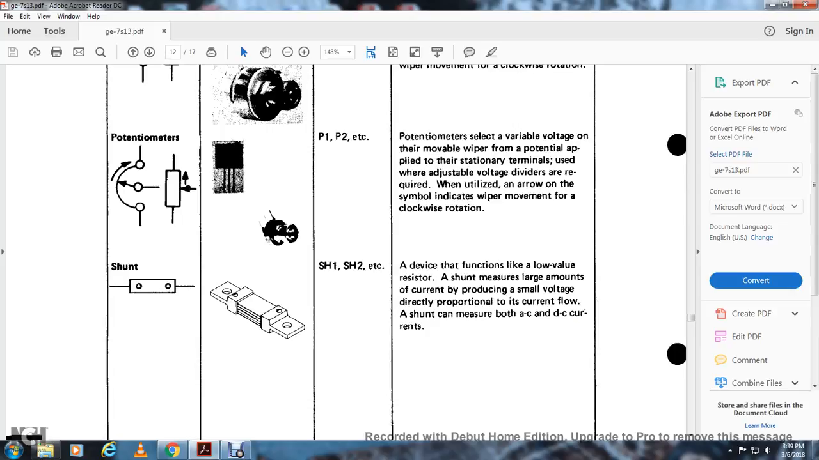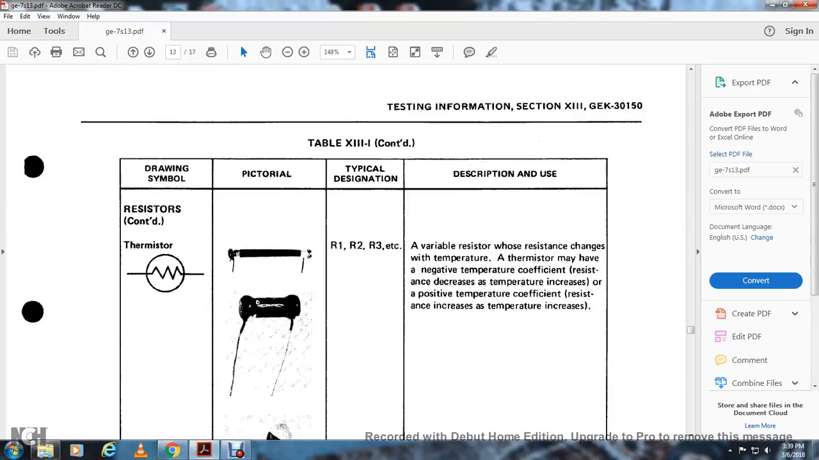Alright, your shunt is a square with two circles in it. Shunt 1 and shunt 2, etc. The device functions at a low voltage value. A resistor shunt measures a large amount of current, producing a small voltage directly proportional to current flow. A shunt can measure AC or DC currents.